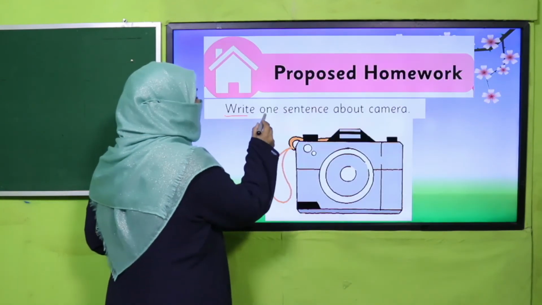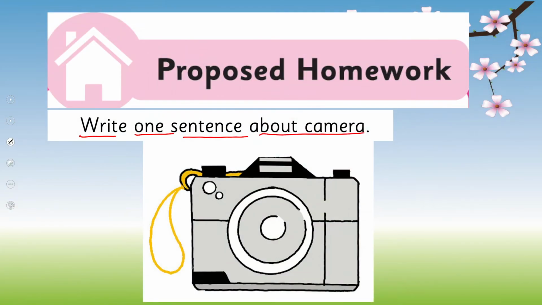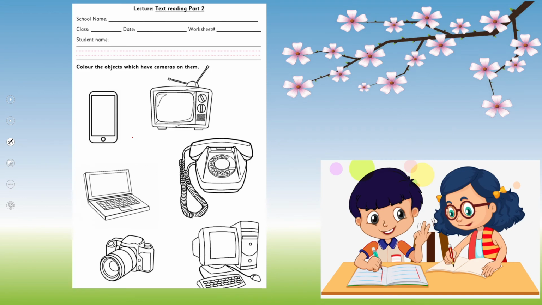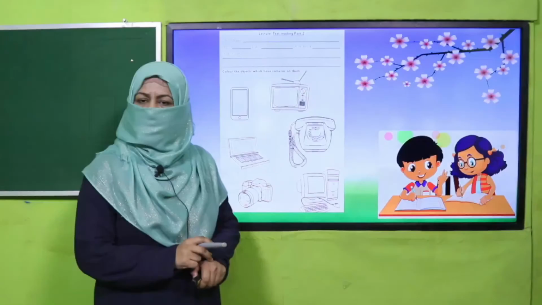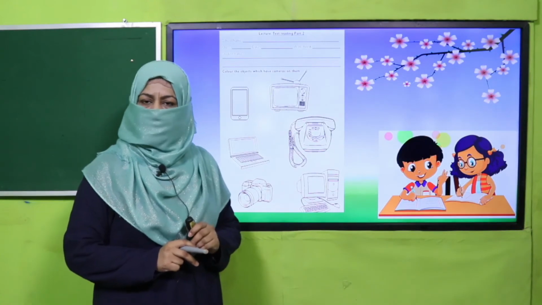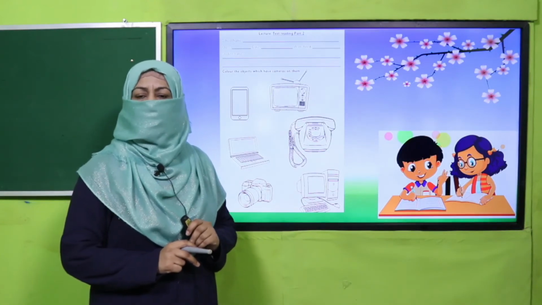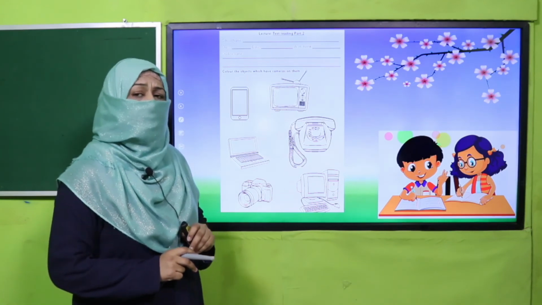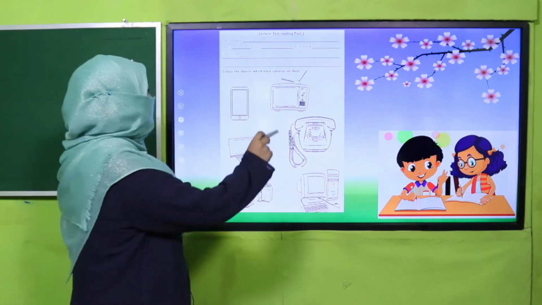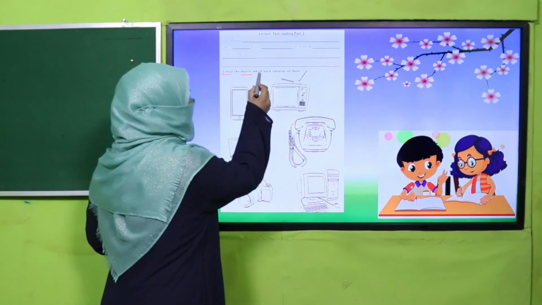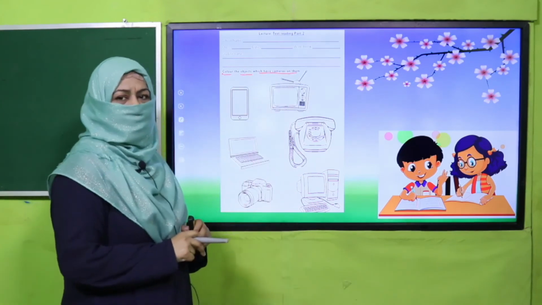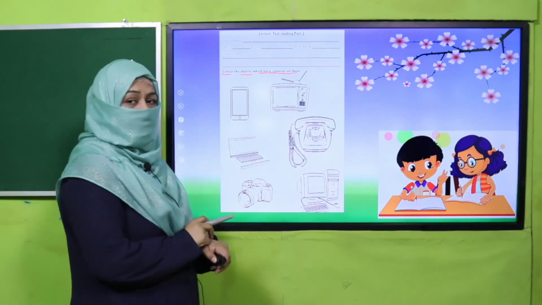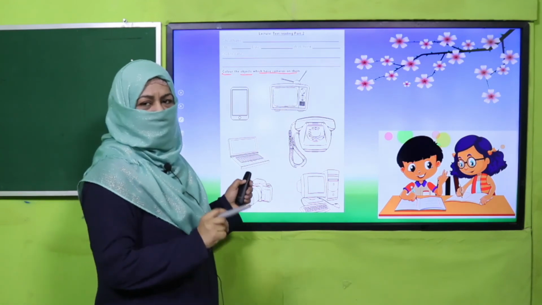You will write one sentence about the camera. Okay, you will write just one sentence, a fact about the camera. And here is a worksheet, my dear fellow teachers. This worksheet, lesson plan, PowerPoint presentation, links are given. You may click it, download it, and kindly provide a printed worksheet to students for practice. And my dear children, what you are going to do, you will color the objects which have cameras on them. Okay, you will check out, and the objects which have a camera, you will color them.